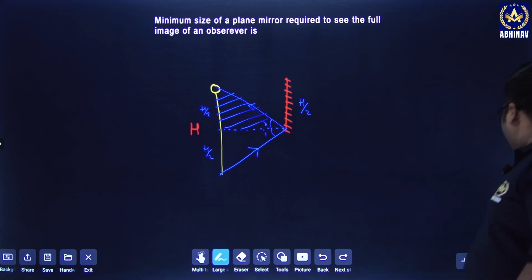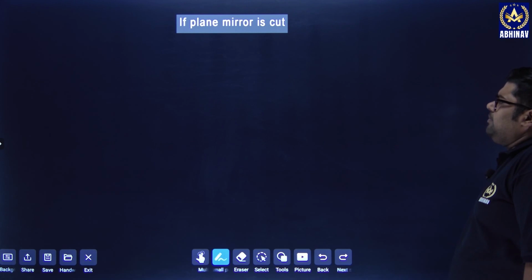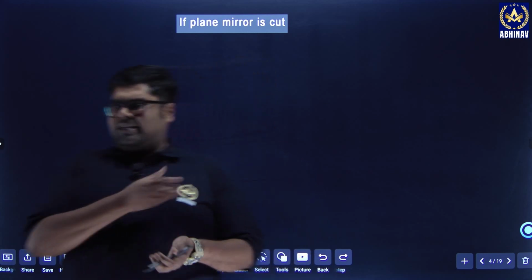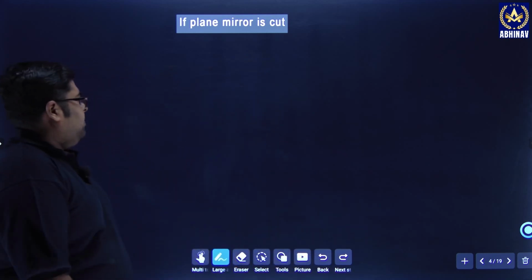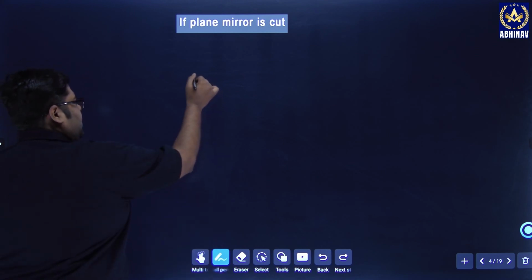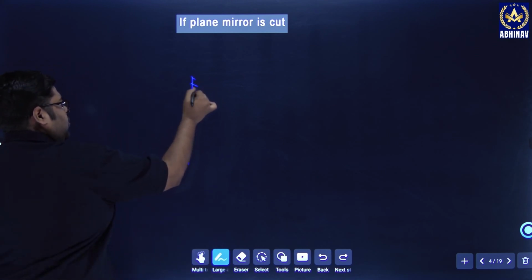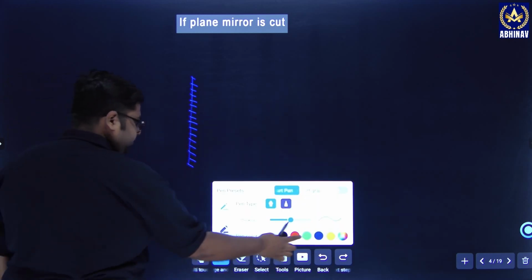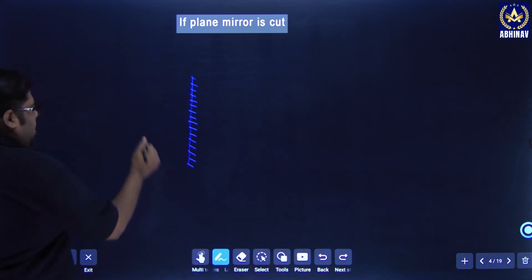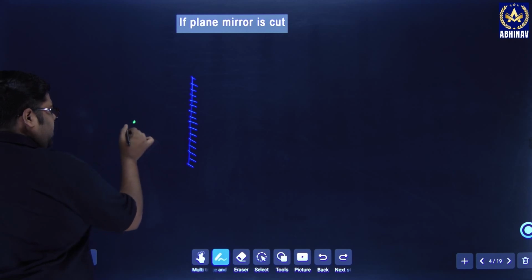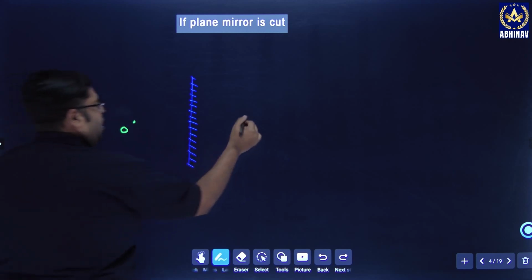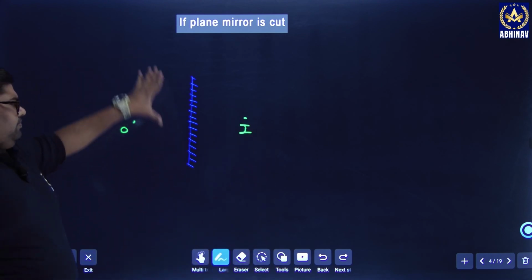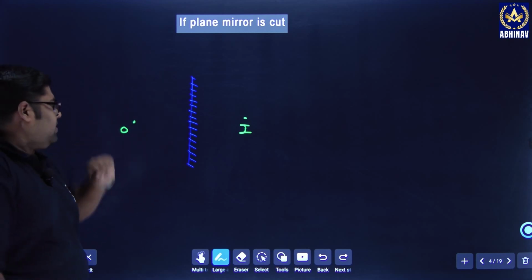Okay. Now moving forward. Now what if the plane mirror is cut into half or some of its part is cut down? Now what will happen? See, let us consider a plane mirror here. So this is the full size plane mirror which we have considered. Now here we have our object, and on this side the image will be formed. Okay. Right now the mirror is complete in its size.